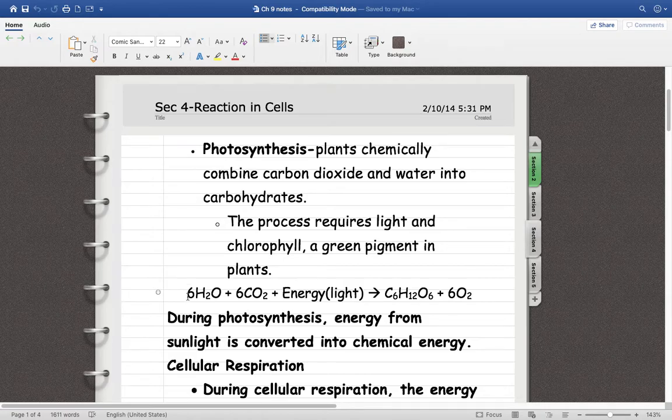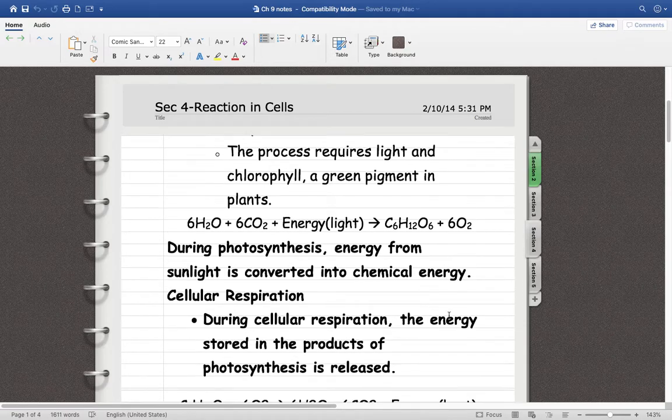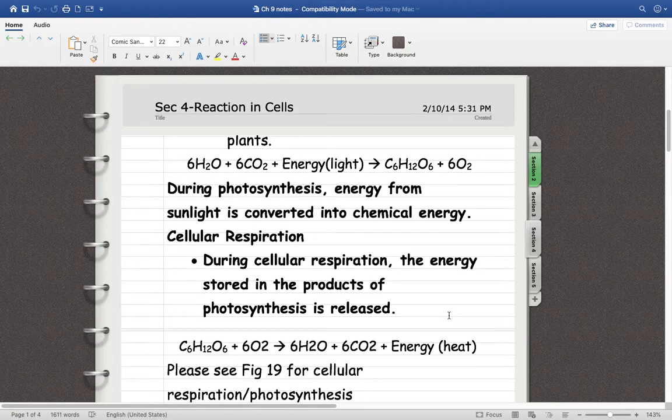The formula is right here: 6 H2O plus 6 CO2 plus energy from the light, the sun, yields glucose and 6 O2. You have to know this formula. Box this, highlight this, commit it to memory. During photosynthesis, the energy from the sunlight is converted into chemical energy. So we take these chemicals and convert them into chemical energy, which is glucose.